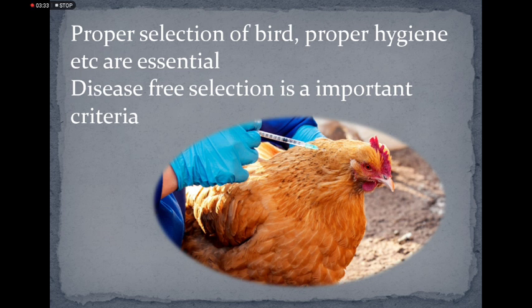for this practice. Disease free selection is an important criterion because many of such birds are collectively cultivated. So, if one is infected, there is no social distancing. So, all of the farm is infected.